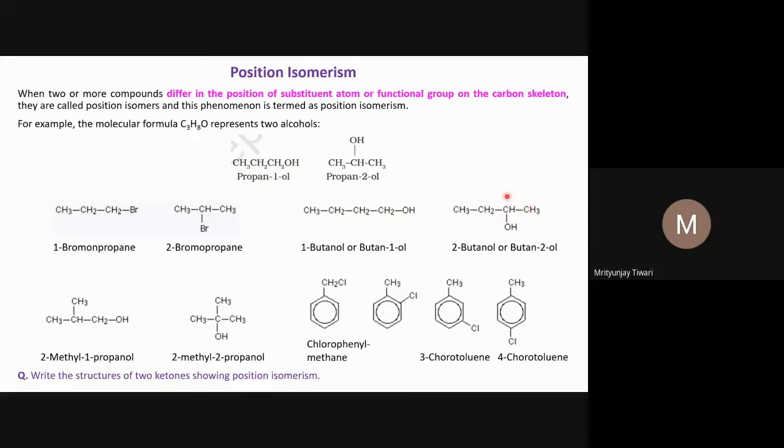It cannot be started from this carbon atom, because if you start numbering from this carbon atom, the OH group will be on the third position, and if you start from this, the OH group will be on the second position. We have to give the lowest number to the carbon atom which is linked to the functional group, and so the numbering will start from here. So 1, 2, 3, 4.